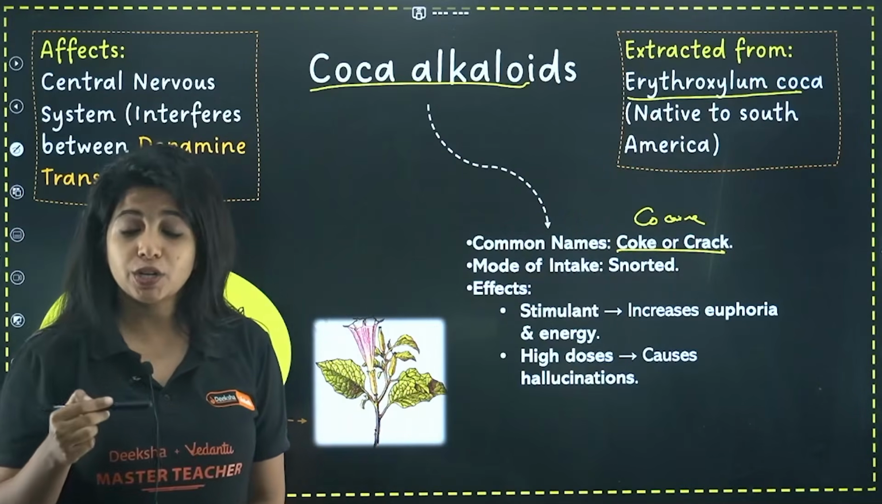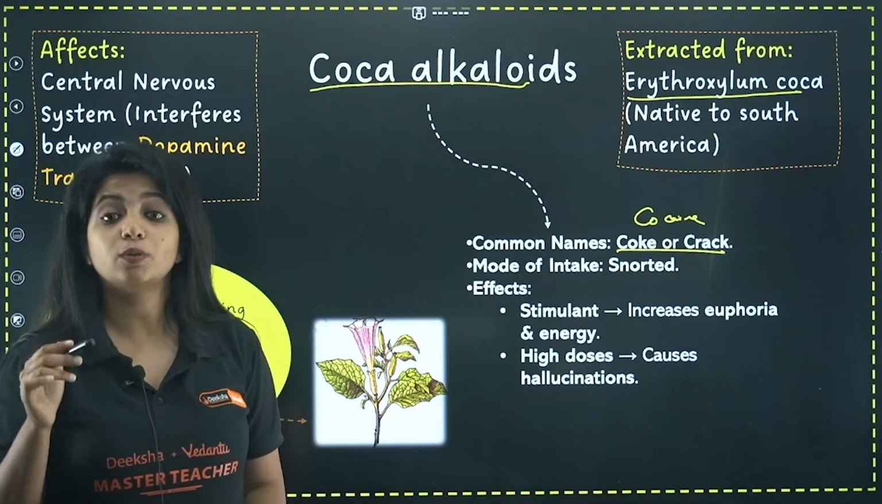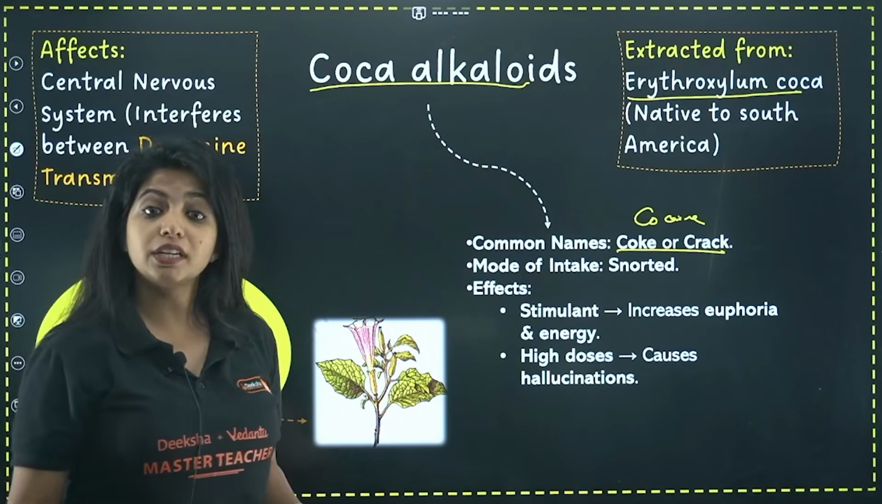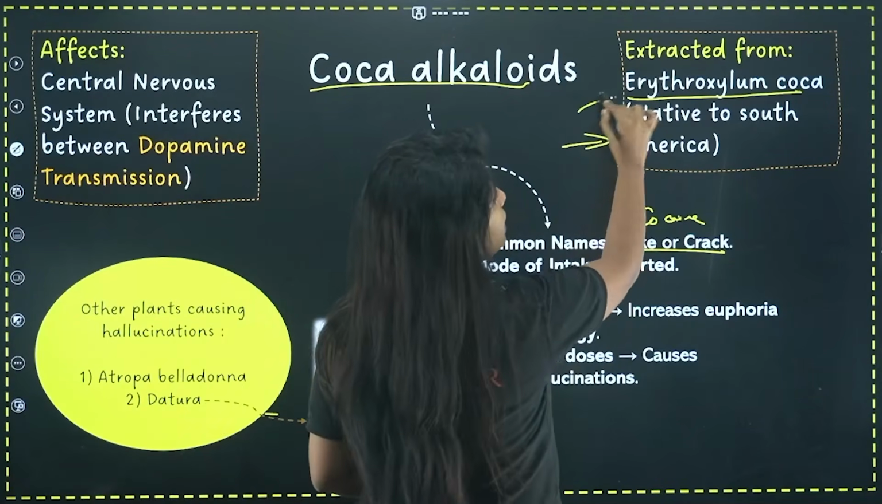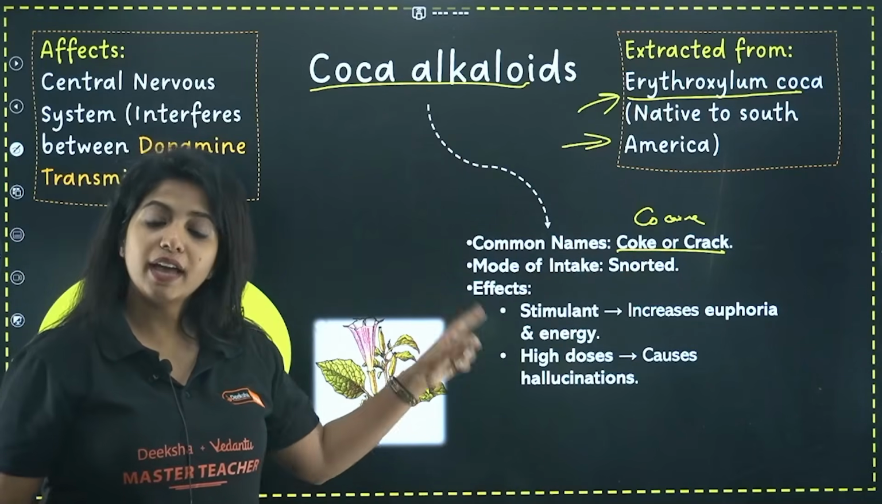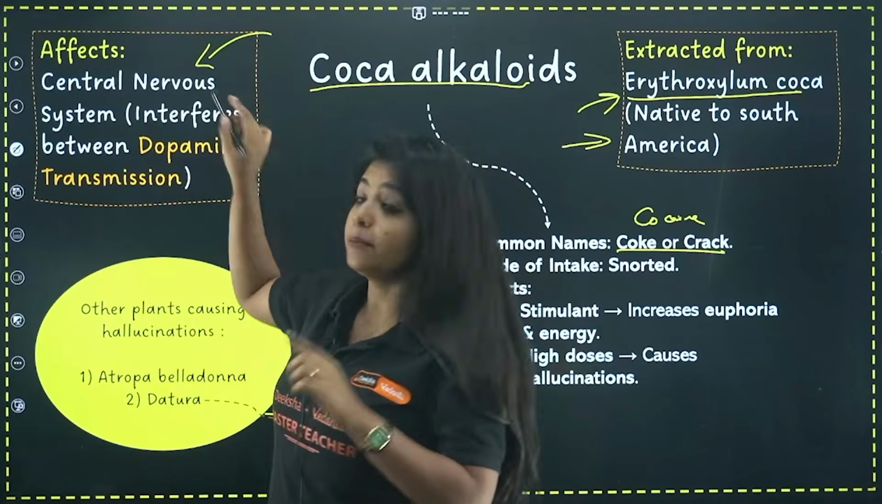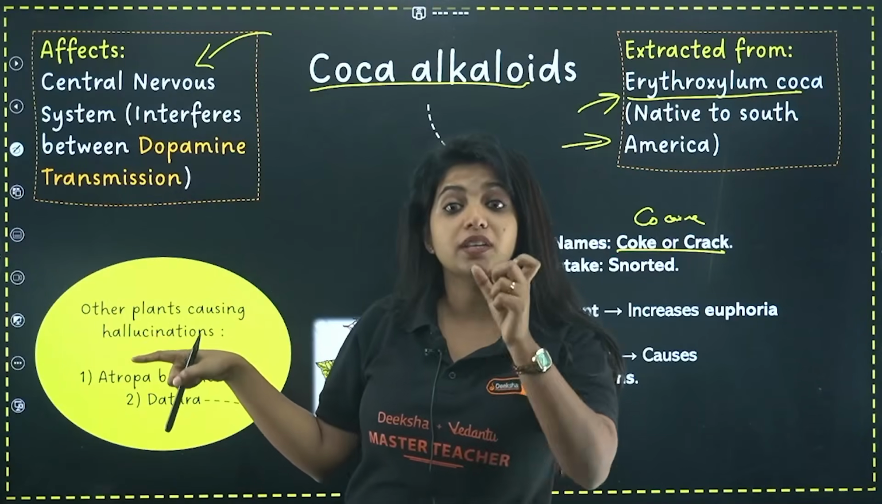You can get a question, which is a drug which you extract from a plant which is native to South America? It is Erythroxylum coca. So the drug's name will be cocaine. Now, where does it go and show the effect? Again, the central nervous system, just like opioids. But here, in the central nervous system, they are specific.